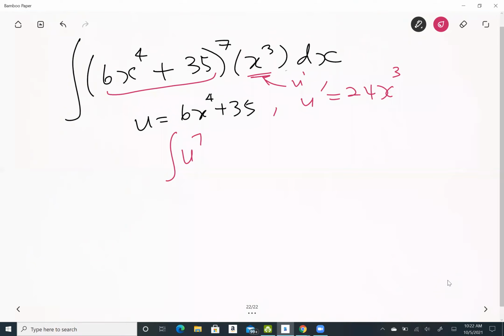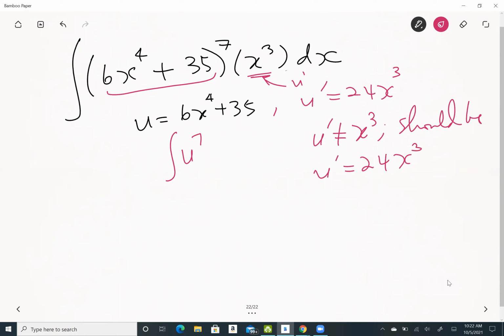Is that u prime? The one that is given in the function, is it u prime or is it not? No, it is not. So x cubed is not u prime. U prime should be 24x cubed.